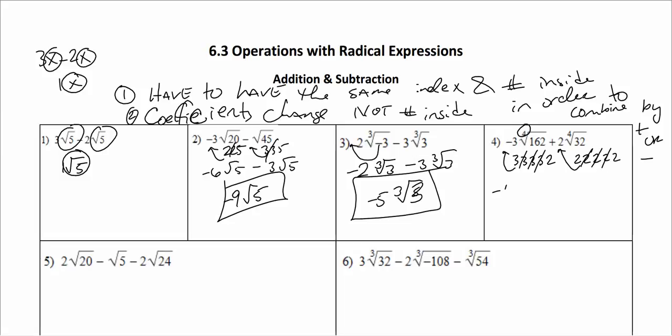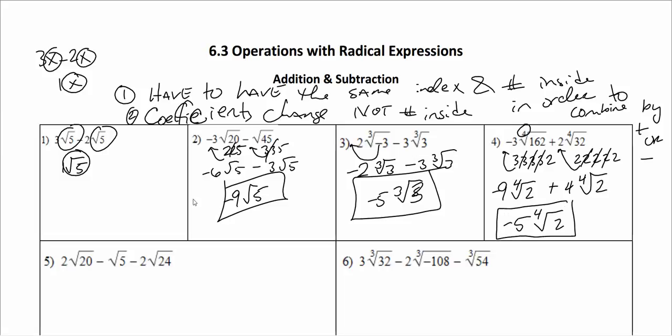So this becomes negative 9 times the 4th root of 2, plus this 2 that popped becomes a 4 times the 4th root of 2. Now again, my numbers inside are the same. Therefore, I can now add them together. Negative 9 plus 4 is negative 5 times the 4th root of 2.